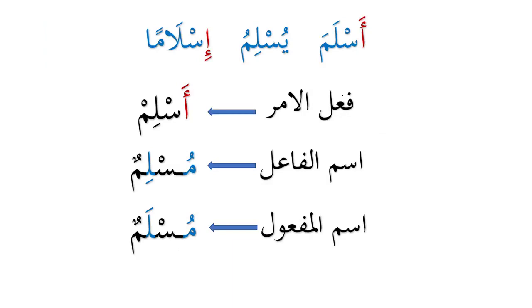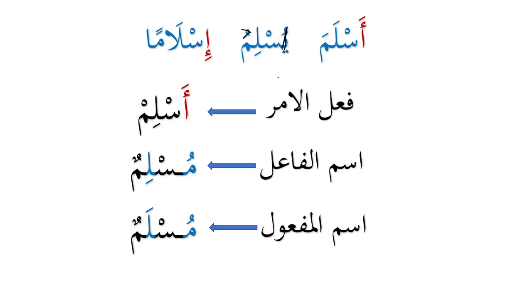So again here, aslama yuslimu islaman, this is the verb that we are learning on this pattern. Fi'l al-amr, how to make fi'l al-amr? It's very simple, as we know. Basically, we make the last letter sakin, and we remove the alamatul mudari if it is mudare.